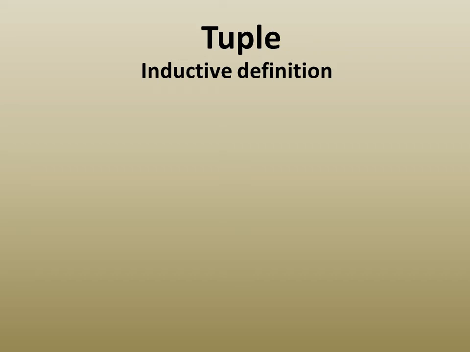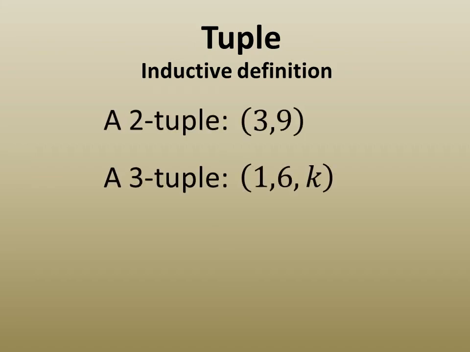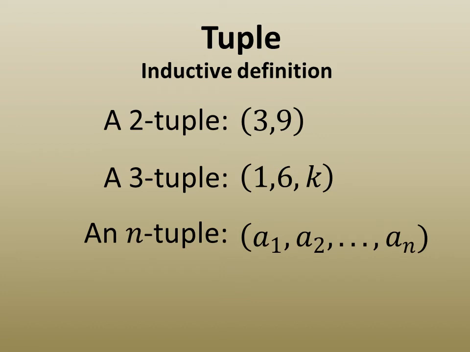The last type of construction we will consider is a Cartesian product. In order to do this, we need to introduce the notion of a tuple. At this stage, it is best to think of a tuple as a list. Here is a 2-tuple, a 3-tuple, and an n-tuple. The second entry in this tuple is the number 6.